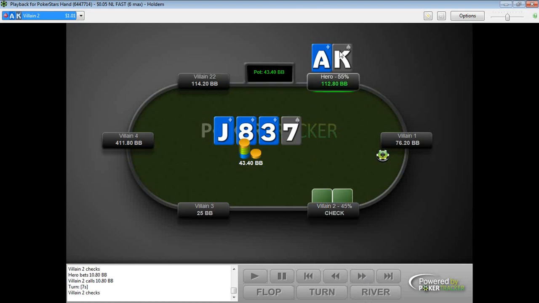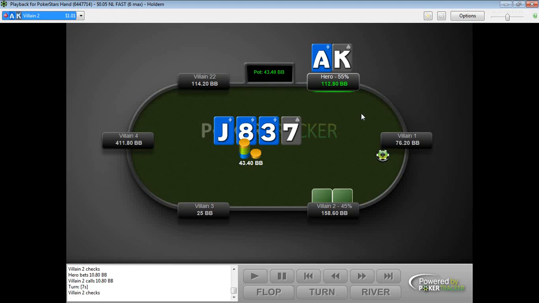So he checks here. I think I need to double barrel here. Again, we are drawing to the nuts. This is a situation with the monotone board, and the fact that he didn't raise it, I feel like his range is capped. His range is capped at a set. A set of jacks, I believe, is the best he could have here.